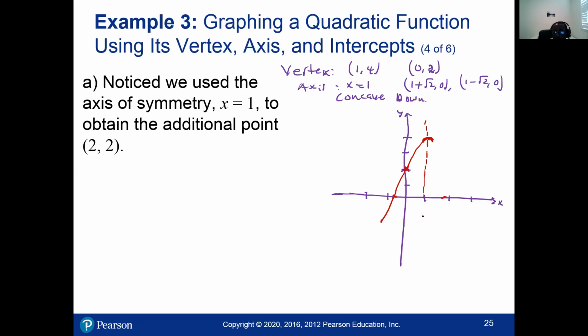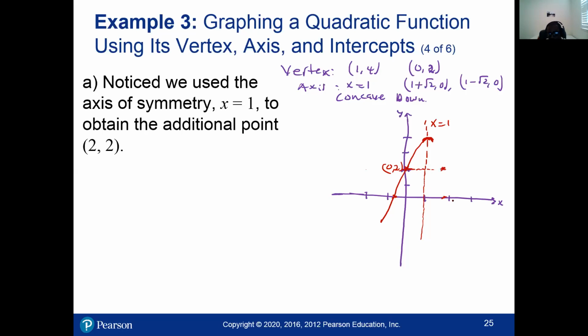It passes through 1, and this is where x is equal to 1. So we can use this to find the other point. This point is (0, 2). This line is an axis, so it's like a mirror, so it's a reflection. And then that point will be somewhere there.